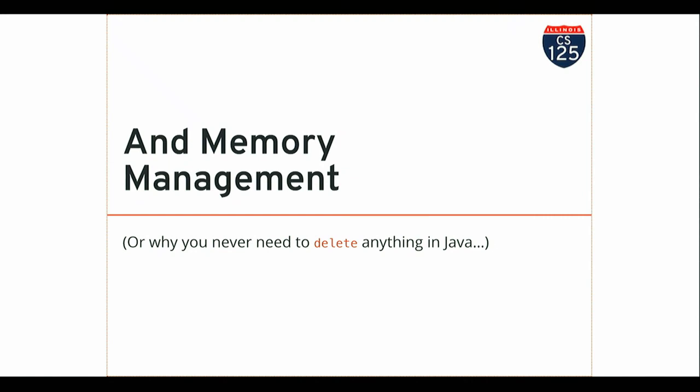But then what's the opposite of new? If new creates an object and needs to allocate memory, needs to set aside extra memory on your computer in order to store that object's state, why isn't there a delete? How do I get rid of stuff? Won't that program eventually run out of memory?